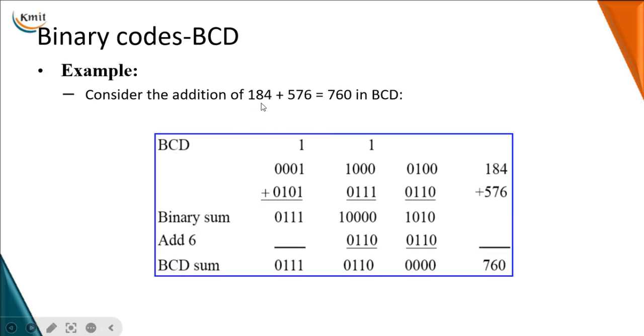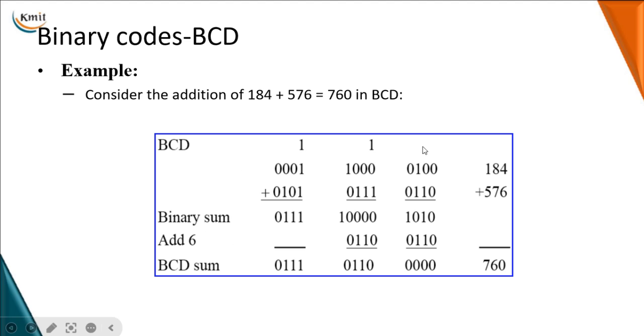Now let me take a set of numbers, which is a decimal addition of 184 plus 576. We need to obtain the result 760 in BCD. So if I perform this addition, the first digit here is 1, so we represent it in BCD form with 3 zeros and 1. 8 is 1000, 4 is 0100, 5 is represented with 4 bits as 0101, 7 is 0111, 6 is 0110.